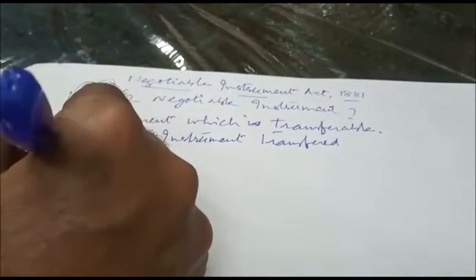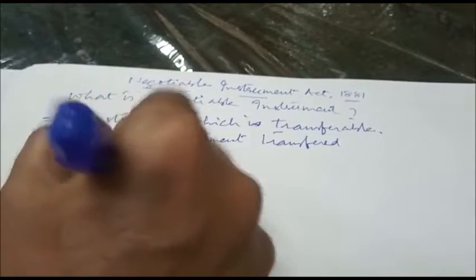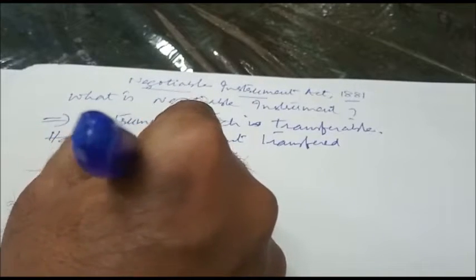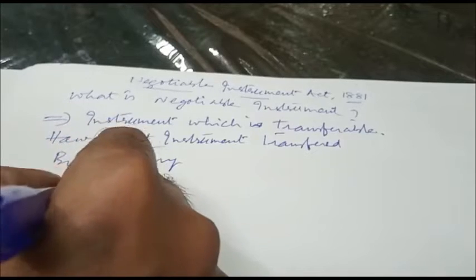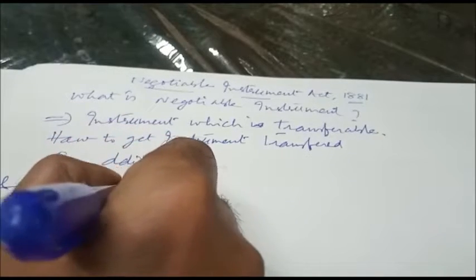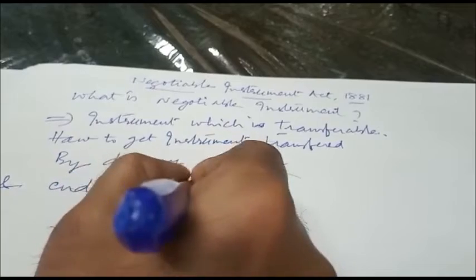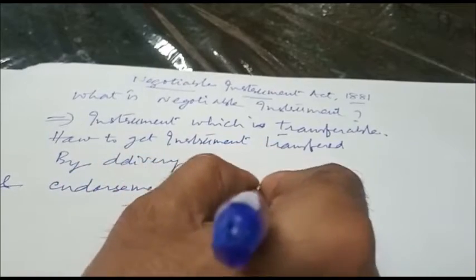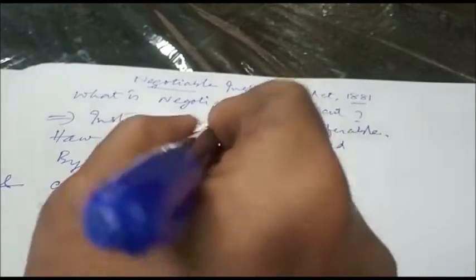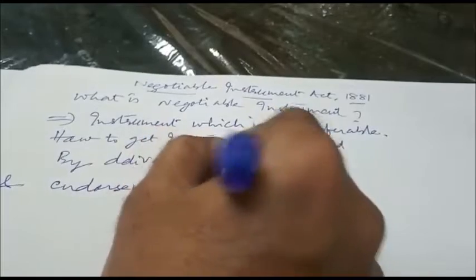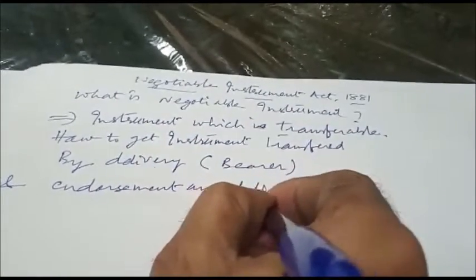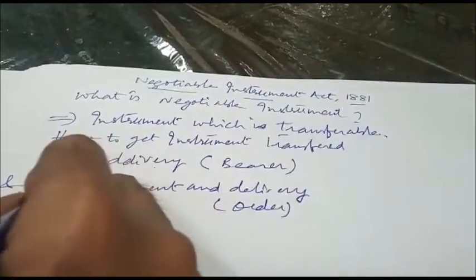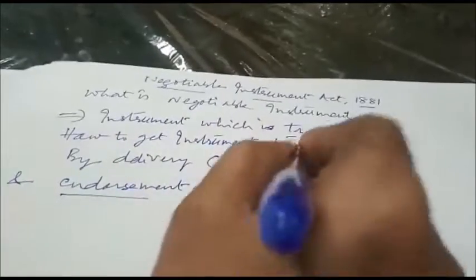A negotiable instrument can be transferred by delivery and by endorsement and delivery. Generally, bearer instruments are transferred by delivery and order instruments are transferred by endorsement and delivery.